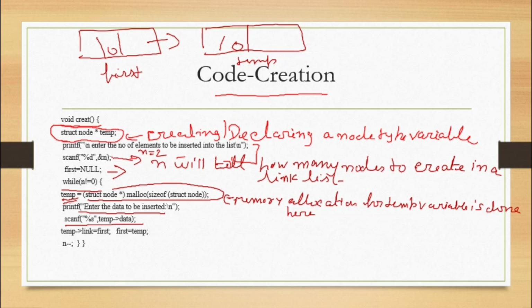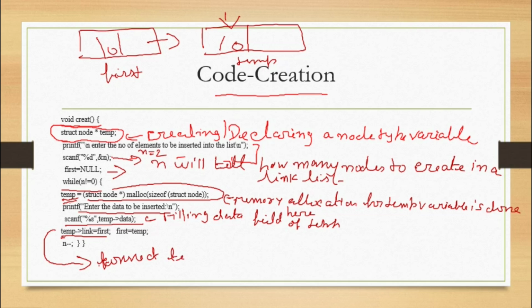Don't confuse this, it is a null. So 10. Next I do temp of link is equal to first. The temp's data field I have already filled using the previous statement. Here I was filling the data field of temp. Next I connect temp to first.